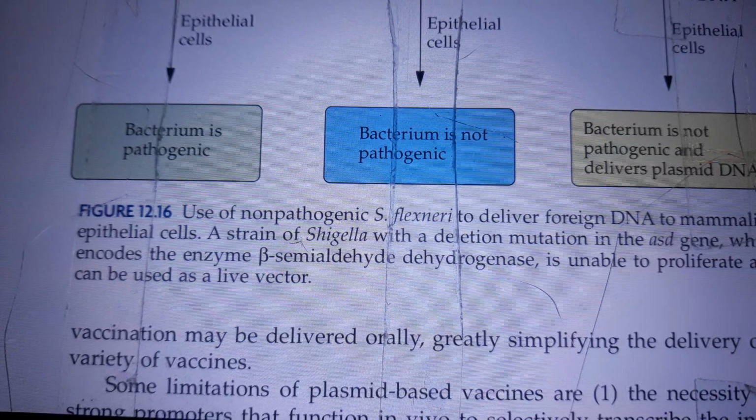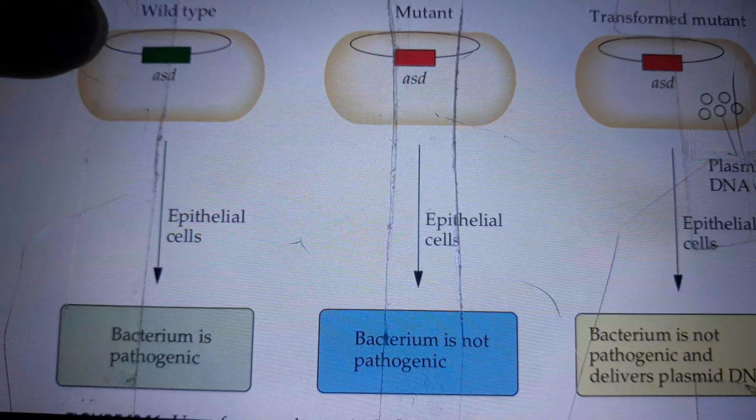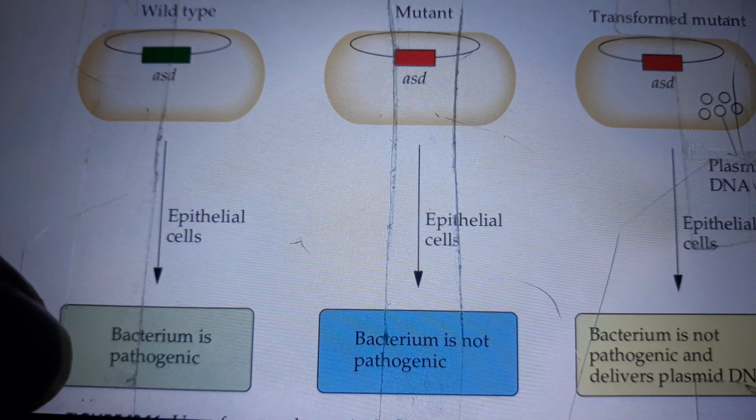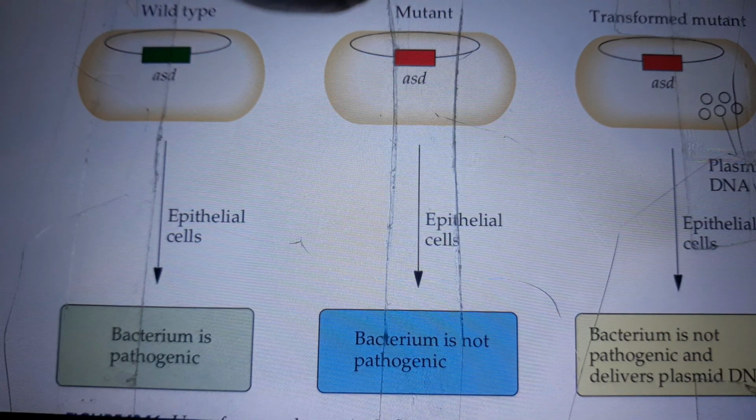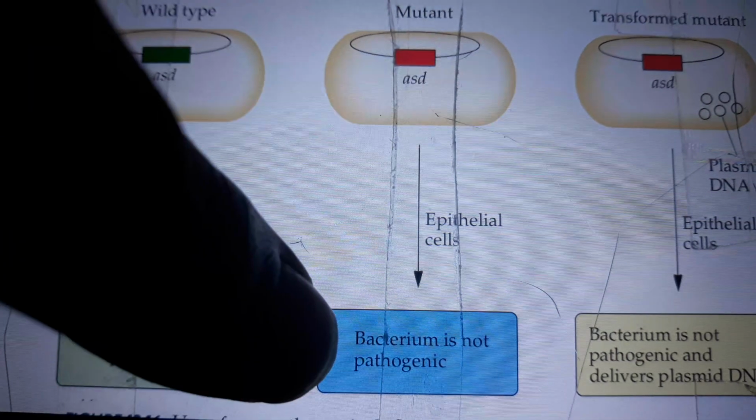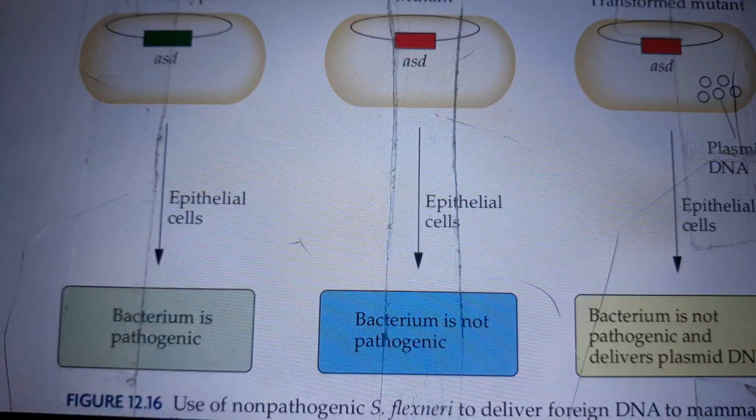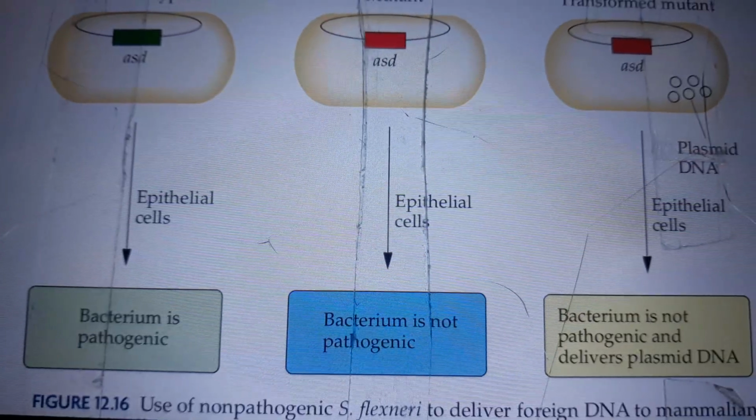A strain of Shigella with a deletion mutation of the ASD gene, which encodes the enzyme aspartate-beta-semialdehyde dehydrogenase, is unable to proliferate and can be used as a live vector. Wild type ASD bacterium entering epithelial cells is pathogenic. Mutant ASD bacterium is not pathogenic. Transformed mutant ASD bacterium carrying plasmid DNA is not pathogenic and delivers the plasmid DNA, right? Please make notes. They're very important for your exams.